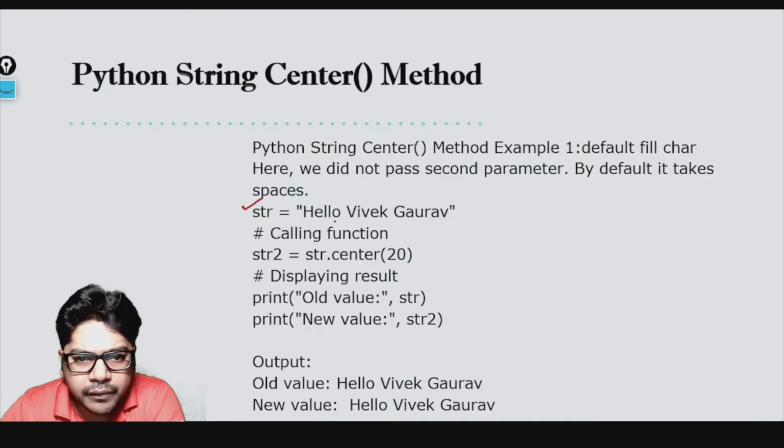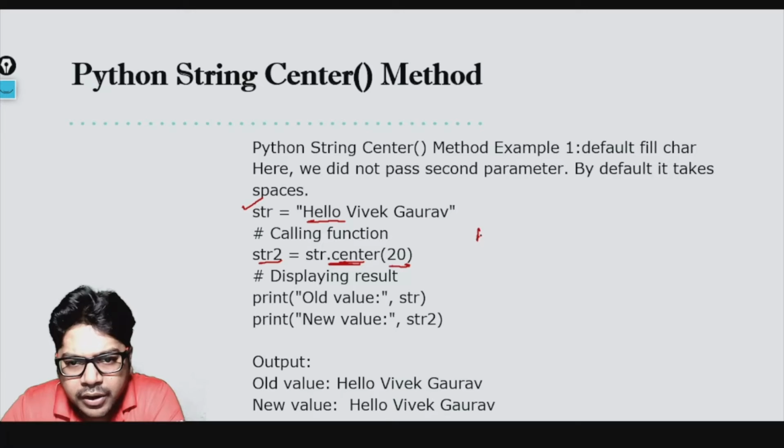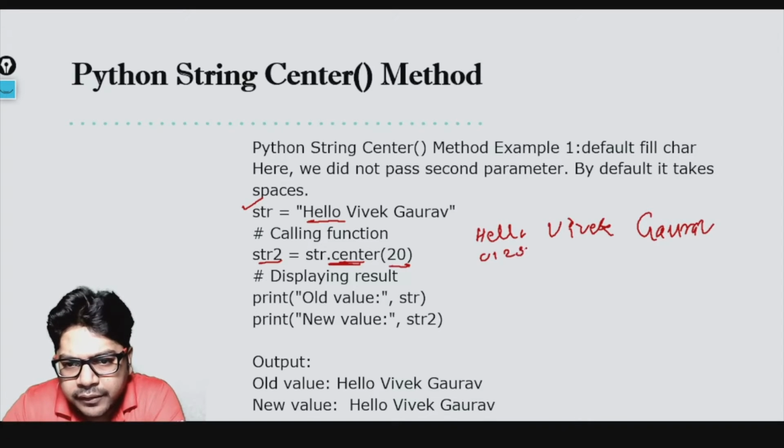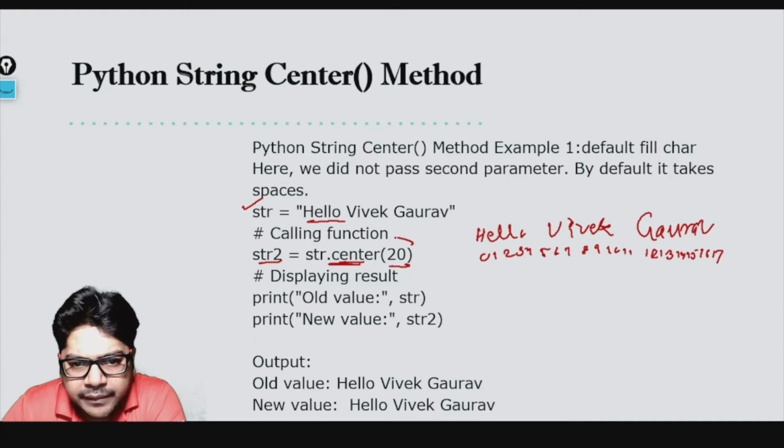Here we wrote hello Vivek Gaurav, and then we are calling the str center function. str2 is equal to str.center(20). When I have written hello Vivek Gaurav, how many spaces is it taking? Let us calculate that: 0, 1, 2, 3, 4, 5, 6, 7, 8, 9, 10, 11, 12, 13, 14, 15, 16, 17. Right now I have given 20.